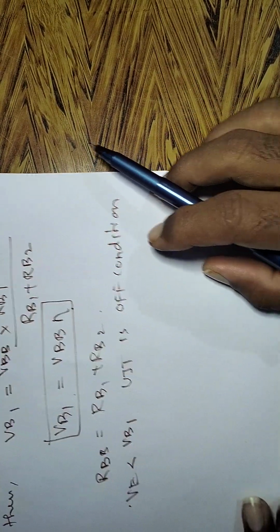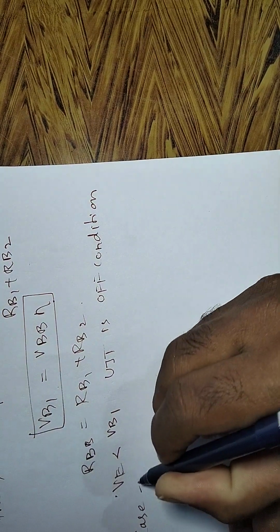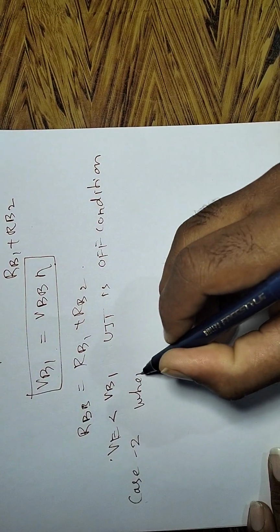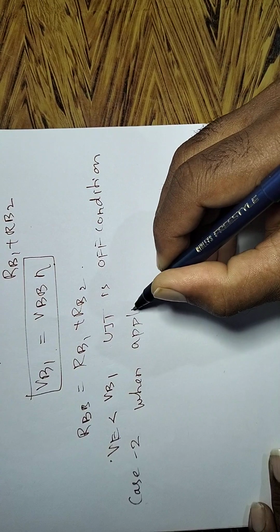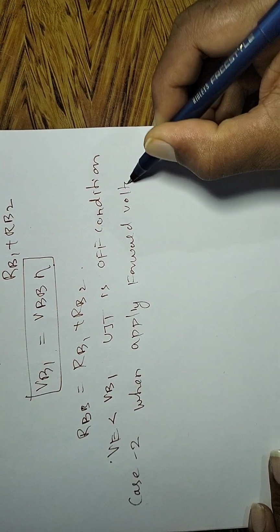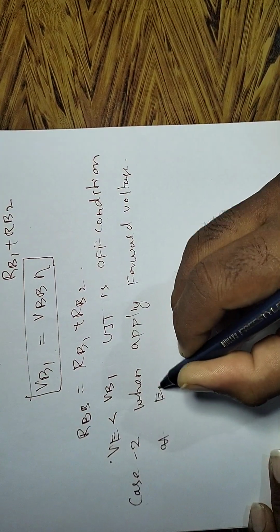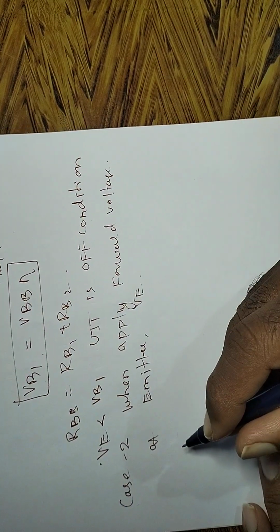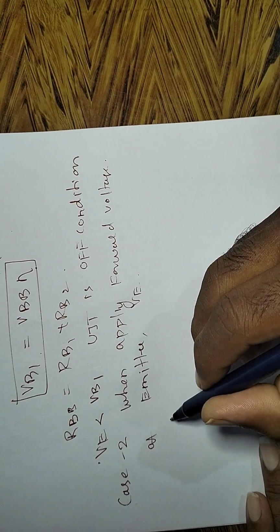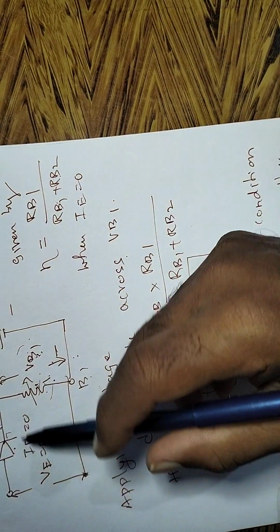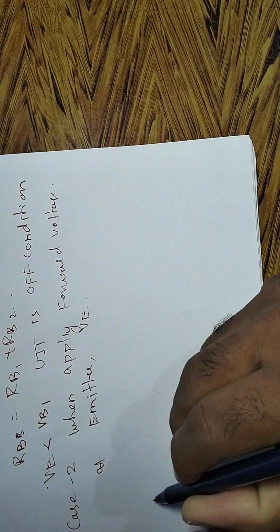Now look at case 2. When we apply a forward voltage at the emitter, that is VE, how does the circuit behave? When it reaches the point-on voltage of the diode, when it reaches positive voltage in the diode, let me draw one more circuit for understanding.